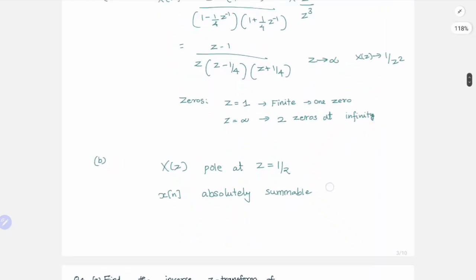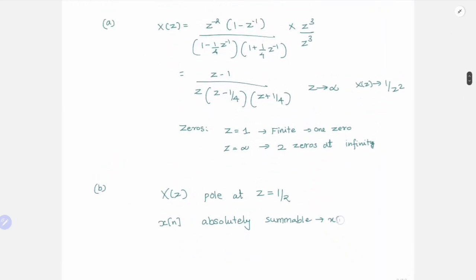So what it means? It means your x of n is stable, correct? Or in other words, your x of z should contain the unit circle, which means your mod z equal to 1.